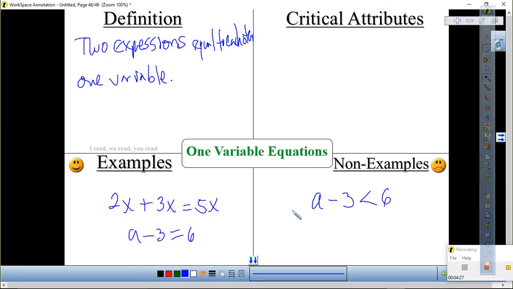Can you give me another one? Donovan. 2x squared equals 4. Tell your neighbor why this is not a one variable equation.